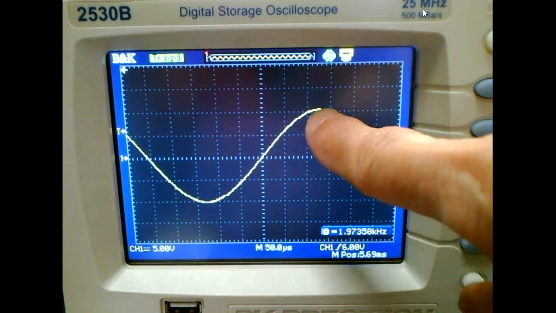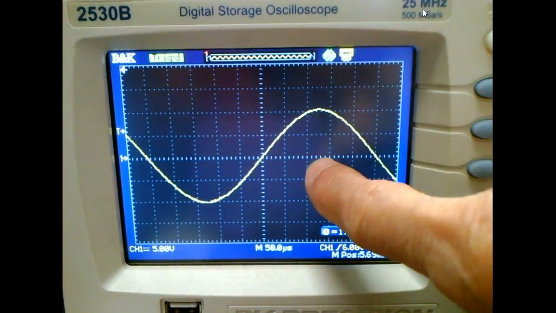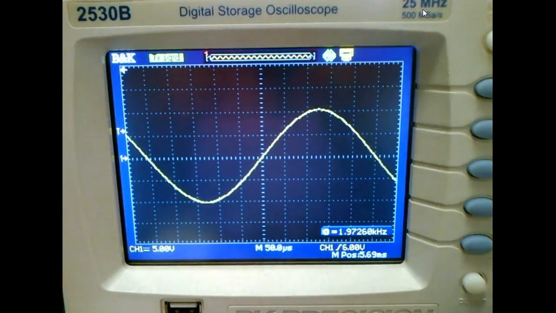Now, most of our formulas deal with V peak, so RMS would be based on this peak voltage. I could take this peak voltage right here, which is 10 volts, and multiply that by 0.707. I could put my meter on that and put it on AC, and that's what it would measure. So that would be what RMS is, the work we get, right?